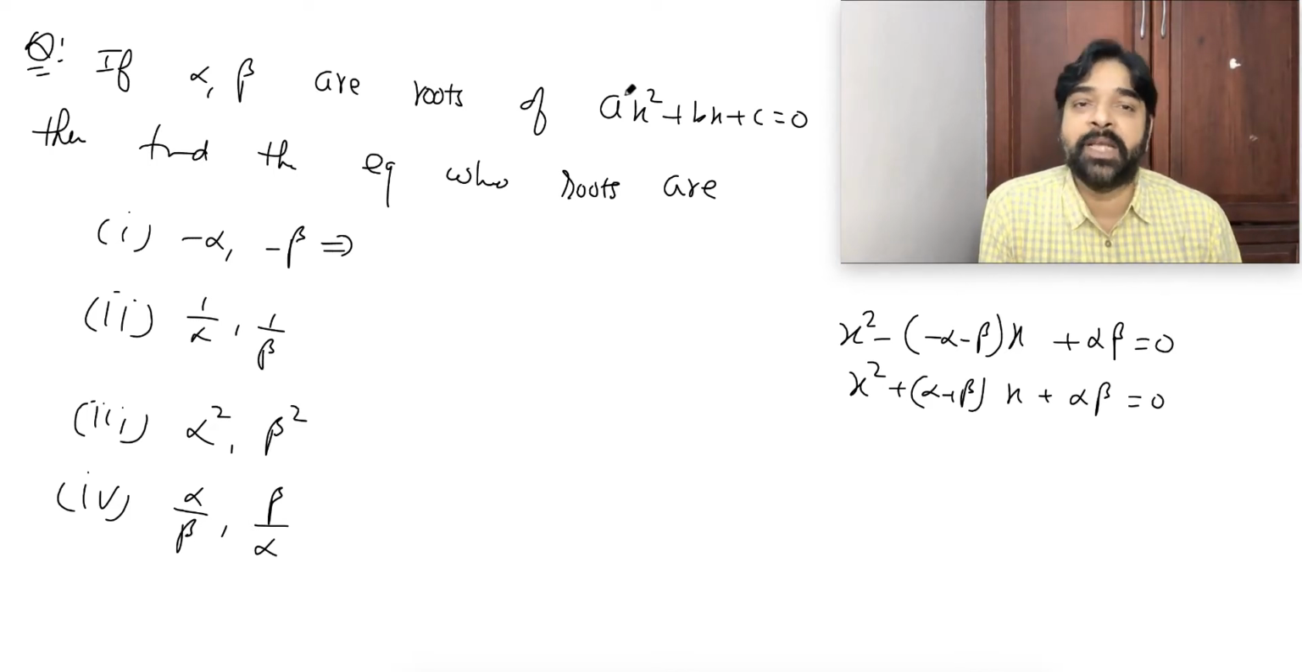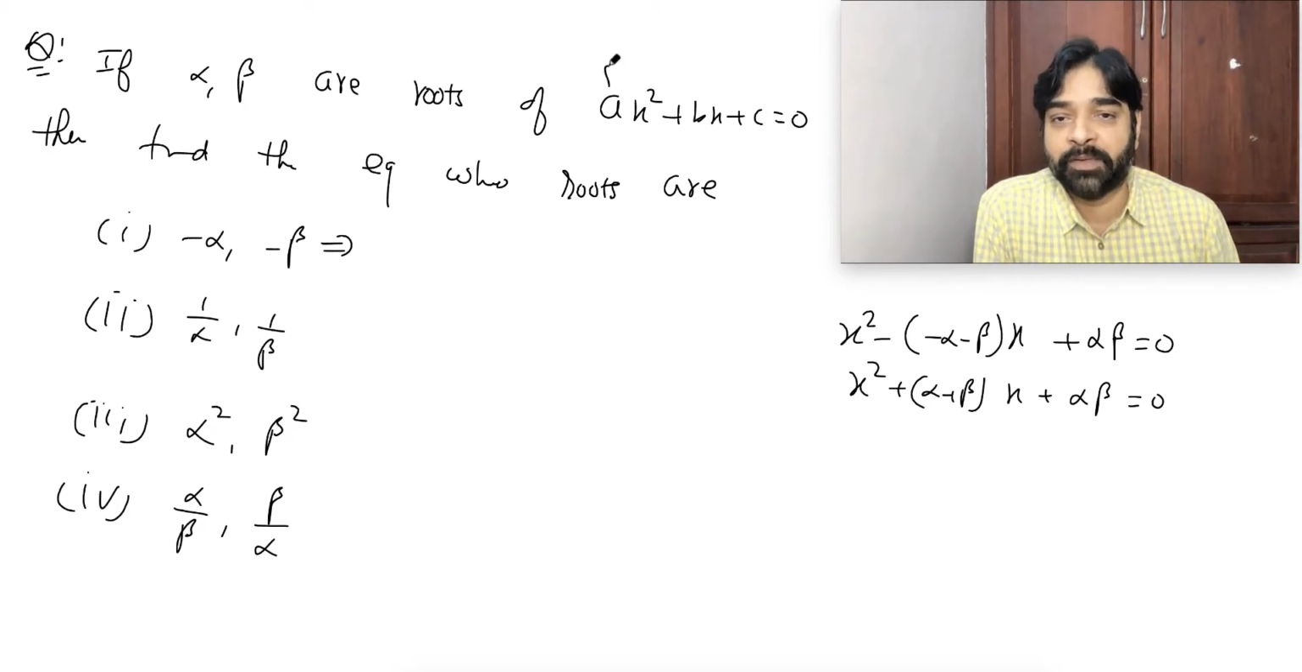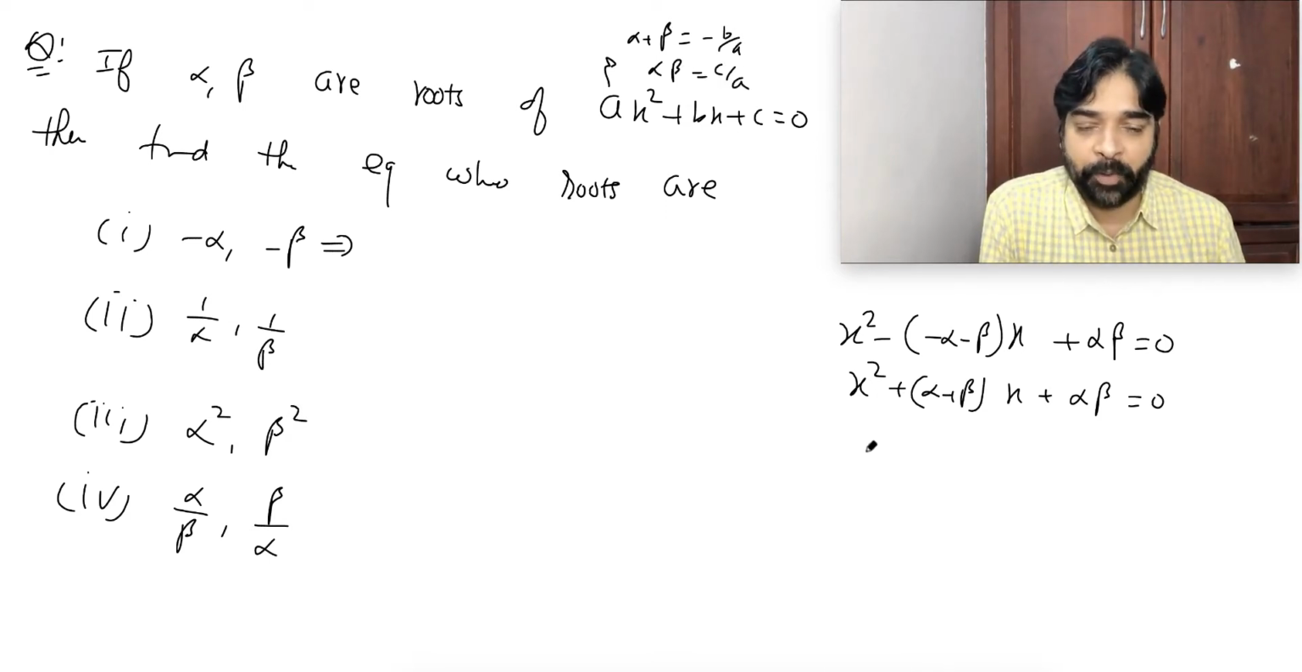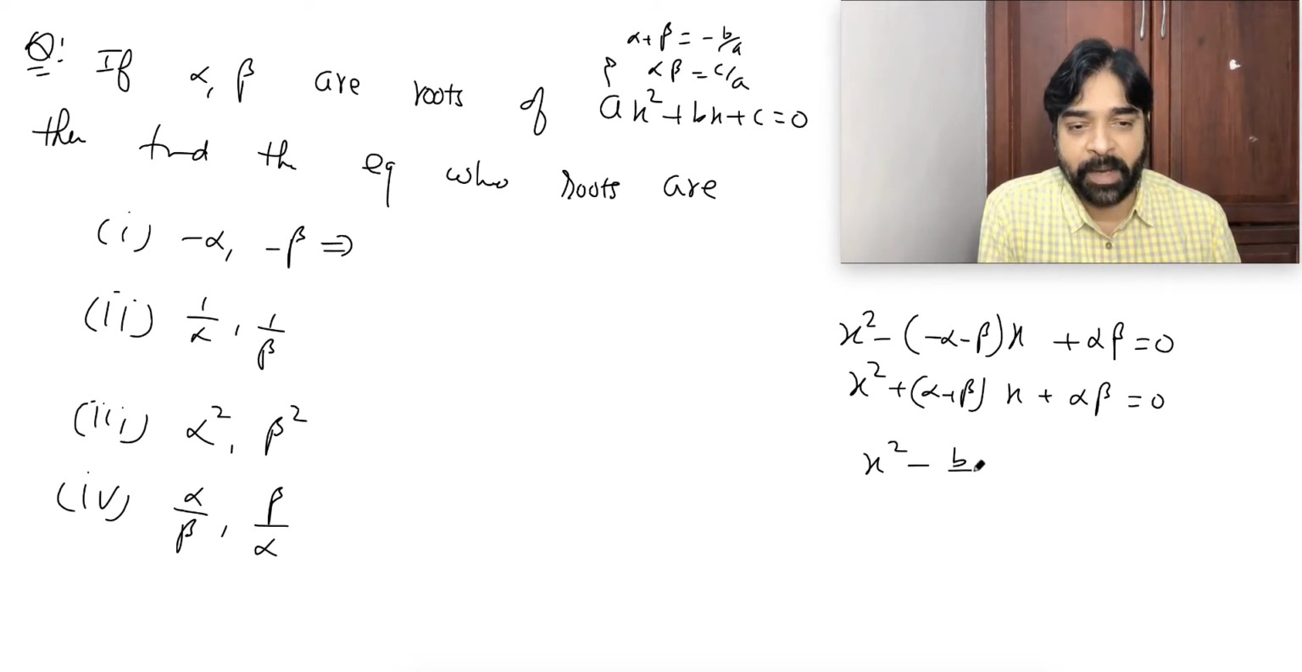But alpha plus beta is what? Minus b by a. And because alpha beta are the roots of this equation, we have the information that alpha plus beta will be minus b by a and alpha beta will be equal to c by a. So I am putting this in: x square minus b by a x plus c by a equal to 0. So I will get ax square minus bx plus c equal to 0.